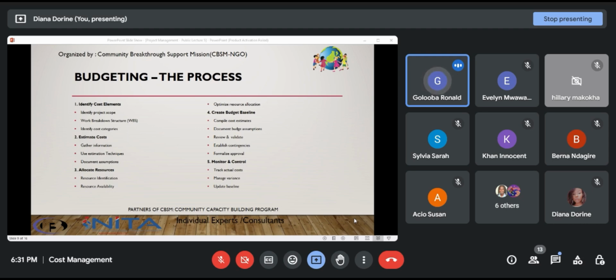So while you're allocating these resources, you're allocating them to the different cost categories. And you'll find that in some cases, for those that are in the NGO world, a donor will tell you, no, for me, I don't fund that. So you have to know how to go about that.